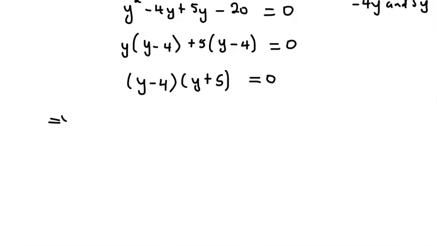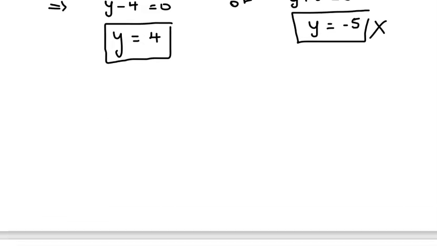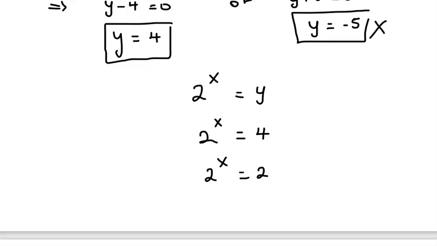So this implies that either y minus 4 is equal to 0 or y plus 5 is equal to 0. And for this equation, y is equal to negative 5, but y cannot be negative for us to get the real value for x. We stated that earlier. So here we have the only positive value for y, which is equal to 4. Now we need to recall once again that 2 to the power of x is equal to y. So here we substitute the value for y, which is 4. We express it as an index power of 2, which is 2 to the power of 2.